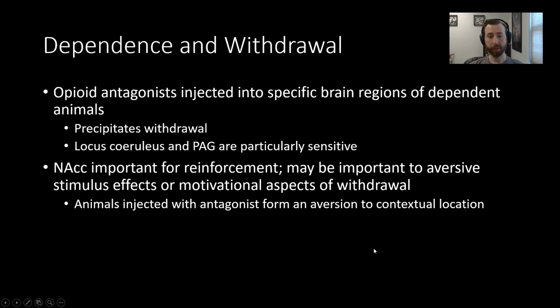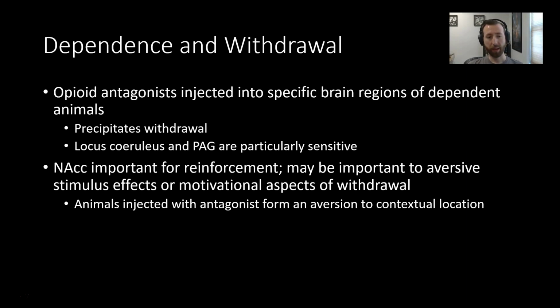So in order to examine the specific brain regions that are important for these withdrawal states, opioid antagonists were injected into specific brain regions of animals that were made dependent on an opioid. And they found that some of these specific brain regions were really effective at precipitating withdrawal, or causing a withdrawal state to begin. So in particular, injections of opioid antagonists into the locus coeruleus and the periaqueductal gray produced dramatic induction of withdrawal symptoms. Keep in mind the locus coeruleus thing because we're going to come back to the norepinephrine angle when we talk about treatment.